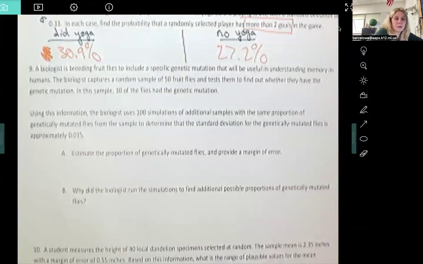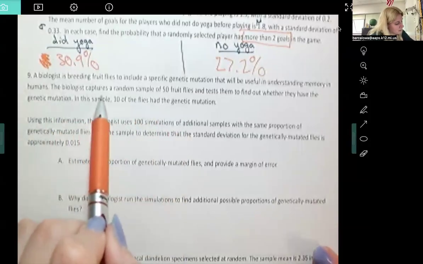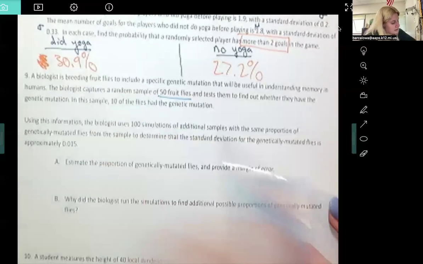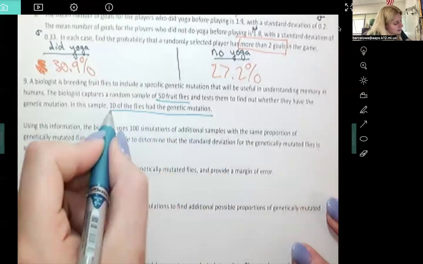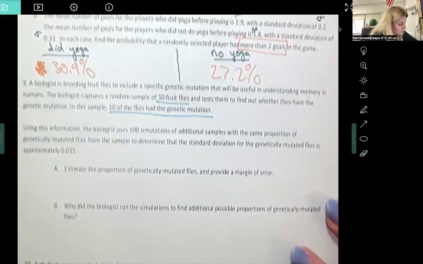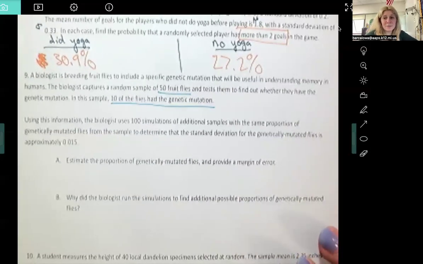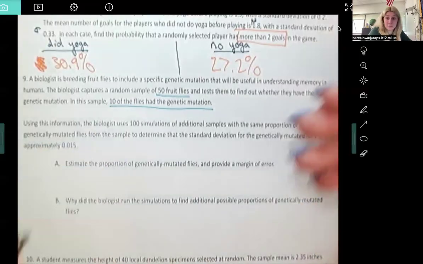A biologist is breeding fruit flies to analyze a specific genetic mutation. Biologist captures a random sample of 50 fruit flies, tests them to find out if they have the mutation. In this sample, 10 of them did. This one's kind of like in the book where they had to kill the flies to test them, so they don't want to just keep taking more and more samples, right? Because we know more samples makes things more accurate, but we don't want to keep killing flies.